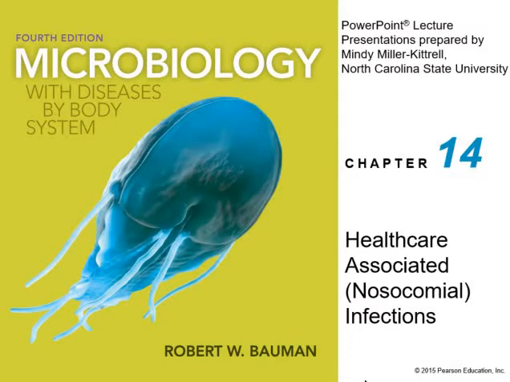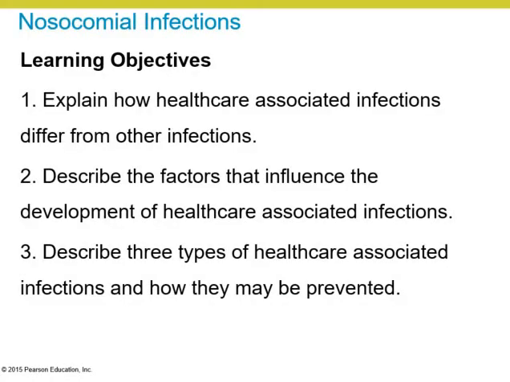Okay, today's chapter is chapter 9 from our class and chapter 14 from the book. And today's topic is on healthcare associated infections, previously known as nosocomial infections. The learning objectives for today's chapter are to explain how healthcare associated infections differ from other infections, to describe the factors that influence the development of healthcare associated infections, as well as to describe the three types of healthcare associated infections and how they may be prevented.